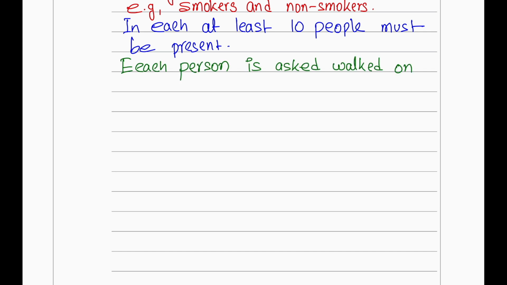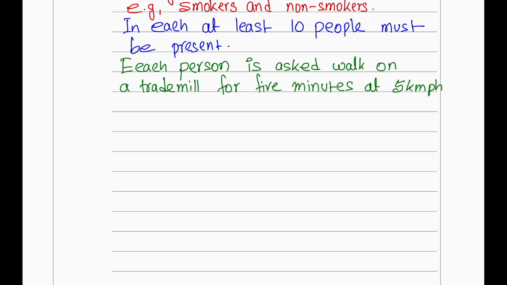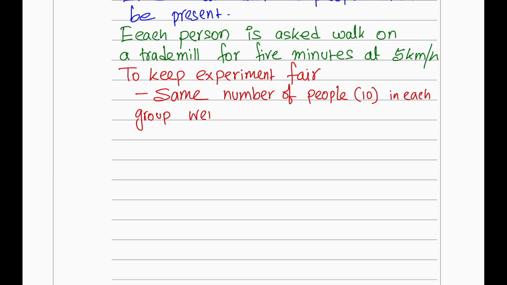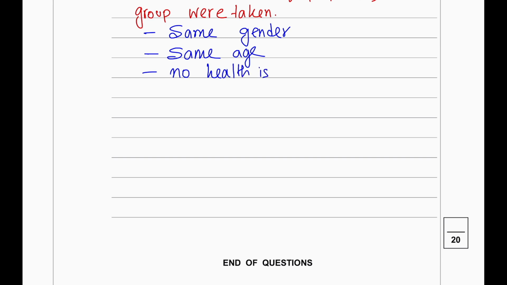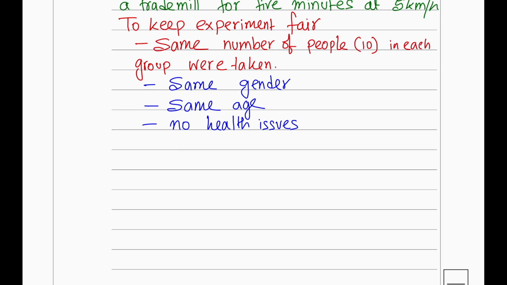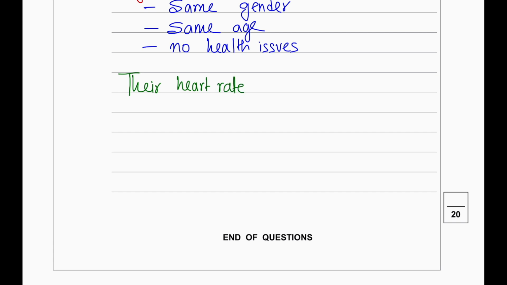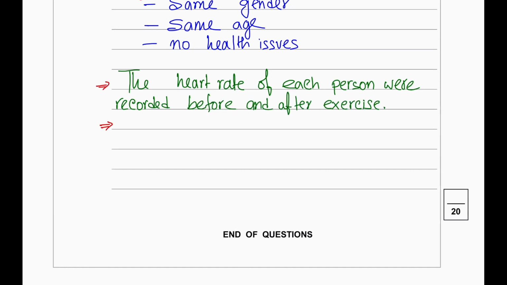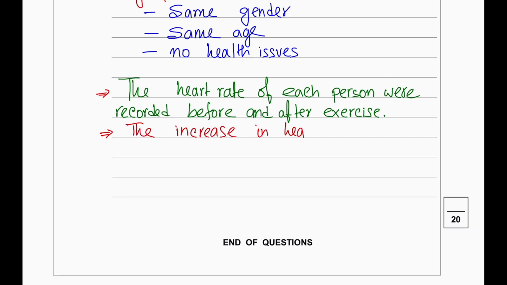We're going to control a few variables to make this investigation fair. For example, we can use the same number of people in each group. That is one way to keep it fair. We can keep their gender the same. We can give them the same level of activity or exercise. We can choose people of similar age. We can also find out whether they have any health issues, so we take people who have no health issues and give them the same type of exercise for the same amount of time, keeping these controlled variables constant for both groups so that the experiment is fair. And then we can record the heart rate for each person before and after exercise.